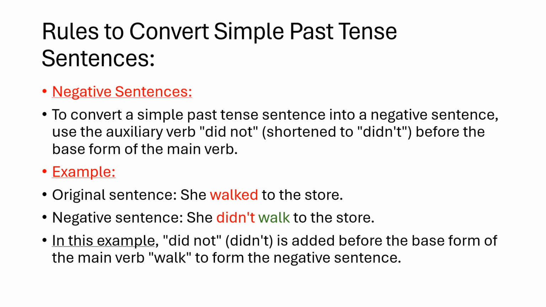Rules to convert simple past tense sentences into negative sentences. To convert a simple past tense sentence into a negative sentence, use the auxiliary verb did not before the base form of the main verb. For example, she walked to the store. To convert this sentence into a negative sentence: she didn't walk to the store. In this example, did not is added before the base form of the main verb walk to form the negative sentence.